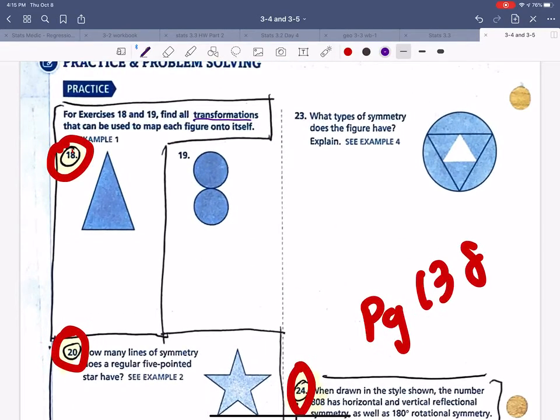So it says find all transformations that can be used to map on the figure. So if I folded it, that's a reflection. I don't think I can fold it here or there, nowhere else, just that one. So 1 line of symmetry.